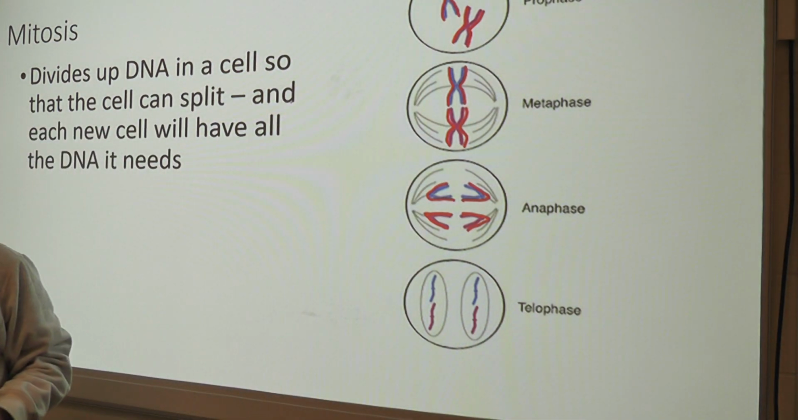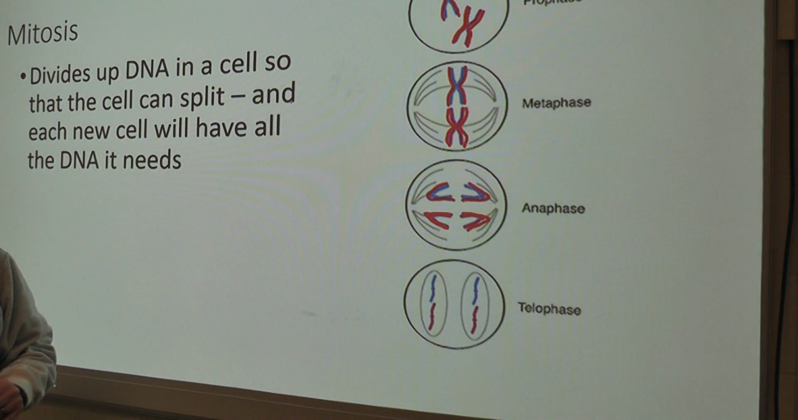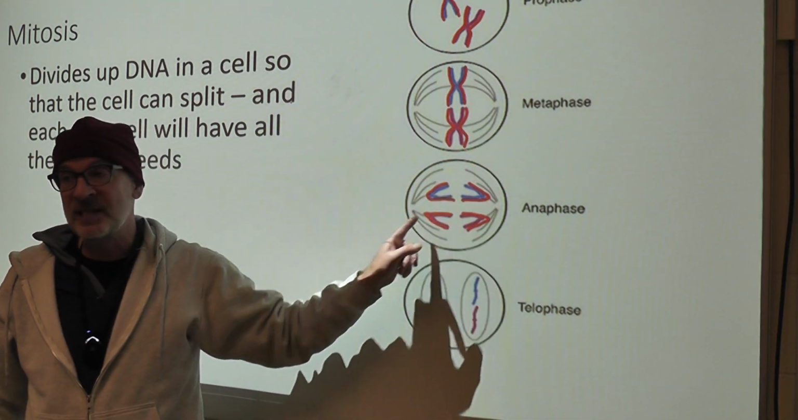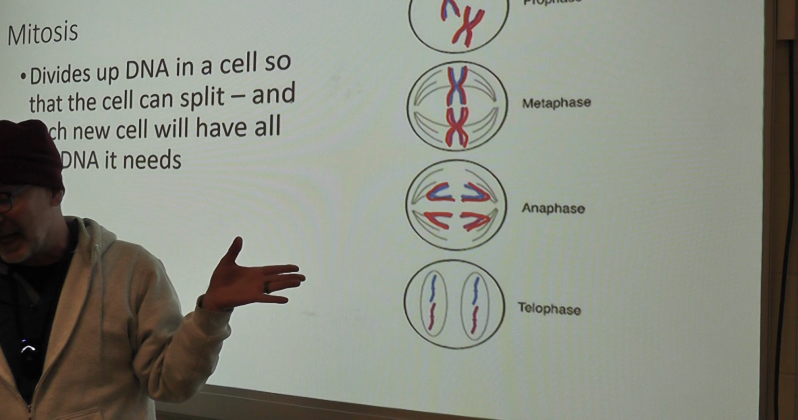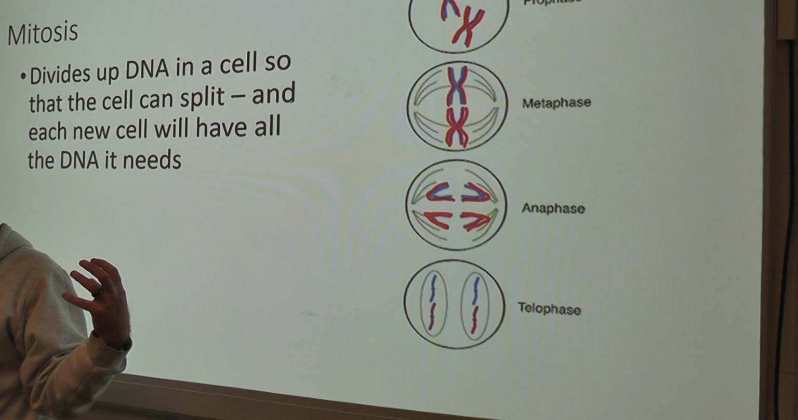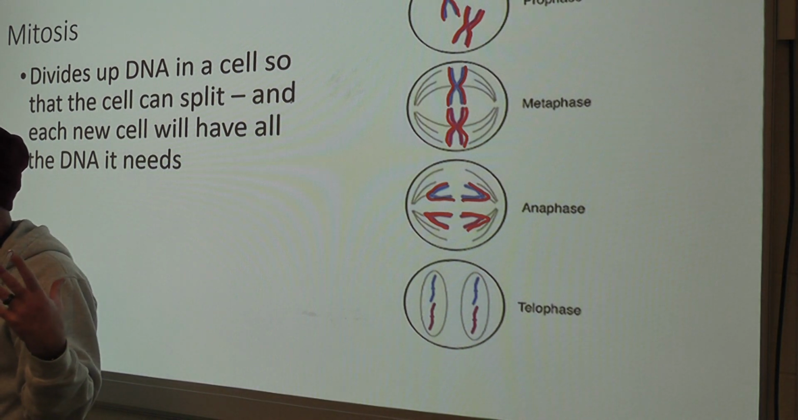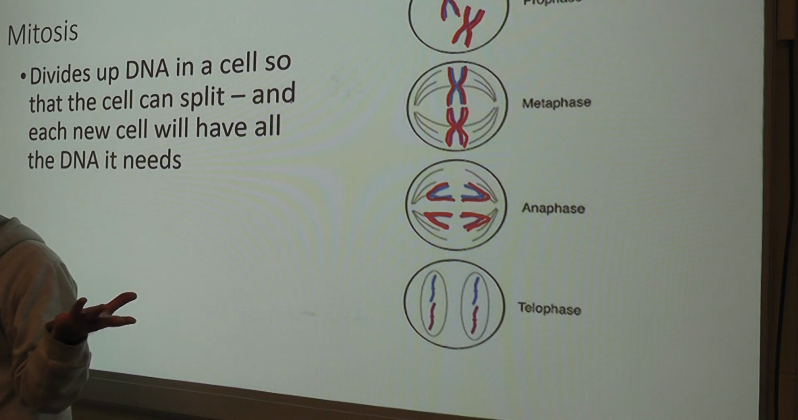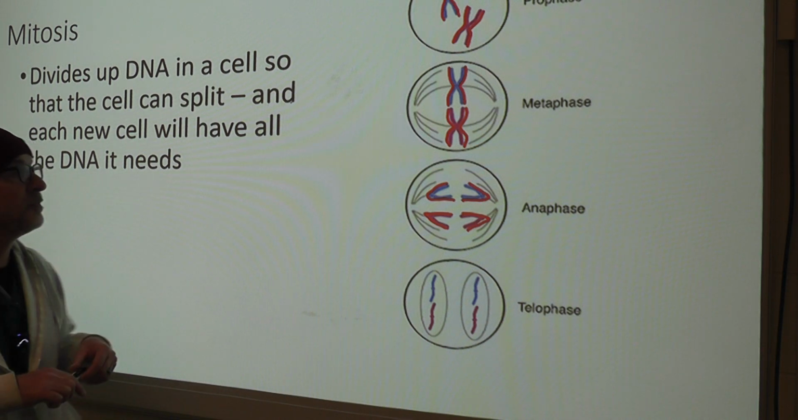Yeah? What's with the line inside the metaphase and anaphase? So these are physical structures called spindle fibers. You don't need to know what that is. Those spindle fibers are what actually physically pull them apart, right? Because it literally has to happen. You have to physically pull these things apart in order for them to move. Otherwise, they wouldn't go anywhere.